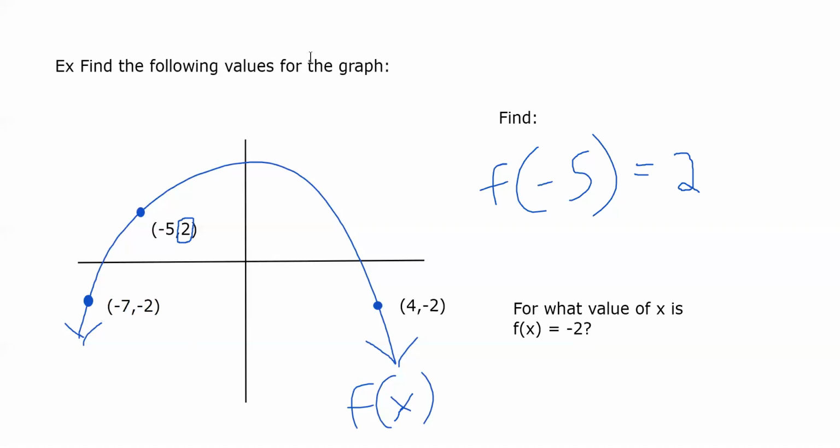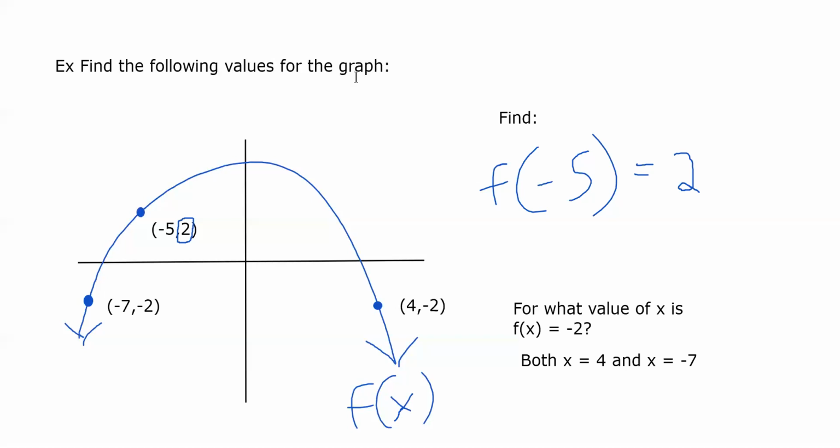So both x equals 4 and x equals negative 7. That's the trick. But that's okay, it's still a function. Because what that's saying is there's a single y value that has multiple x values mapping to it. That's okay. I just can't have a single x value going to multiple y values.